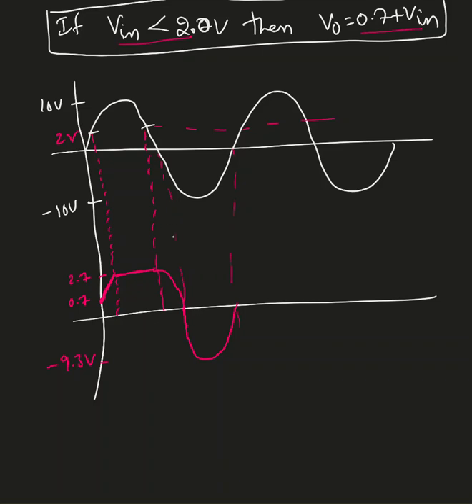Okay, so this is how it's going to look like. I need to draw these lines a little bit different. Hold on. Okay, so at this point, this is 0.7 volts. At this point, this is 0.7 volts. At this point, that must be 0.7 volts. So that's 0.7, that's 2.7 volts. This is how the output waveform is, and the negative side is negative 9.3.